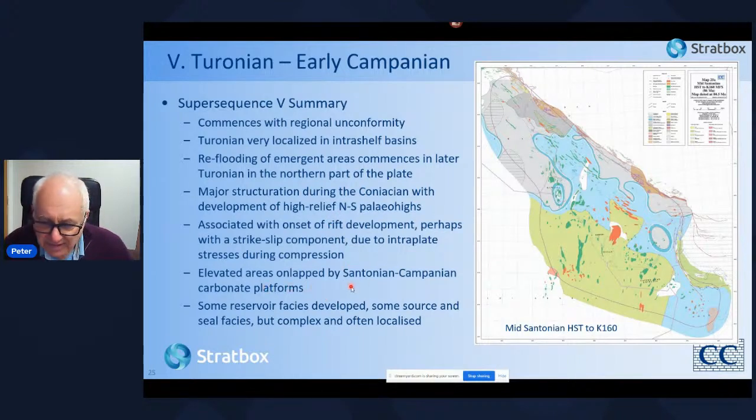Elevated areas were onlapped by the Santonian to Campanian times, creating these very extensive carbonate platforms along the Arabian Shield side of the Arabian plate. So at this time, some reservoir facies are present and some source and seal facies are also present, but these tend to be fairly complex and fairly localized.